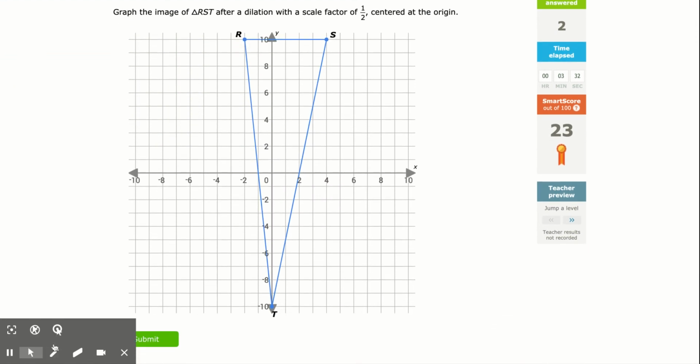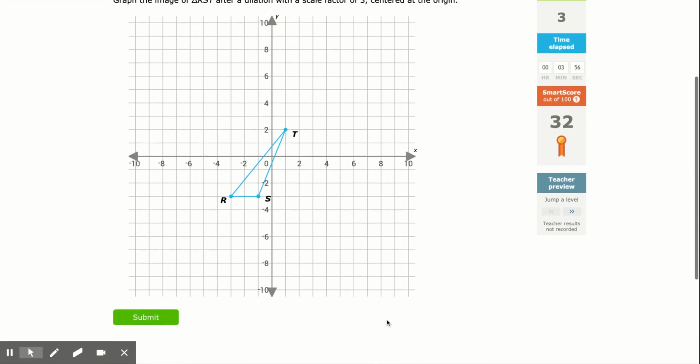Here we're doing a half. So again, R is going to be half as close to the y-axis and half as close to the x-axis. And then S is going to be half as close and half as close. And this point down here is going to be half as close. So it's at -10, so it will be at -5. And there is my new shrunken figure by a half.